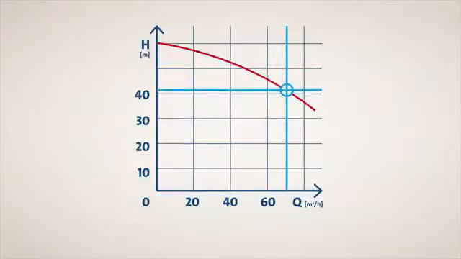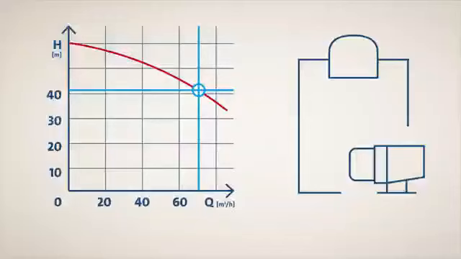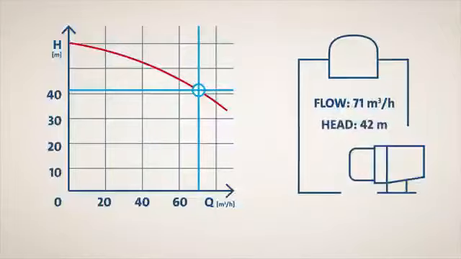Once you have identified the requirements for your application, the flow, Q, and head, H, will help you determine the overall dimensions of the pump. In this example, you can see that a flow of 71 cubic meters per hour equals a head of 42 meters. An ETA curve highlights a pump's efficiency.